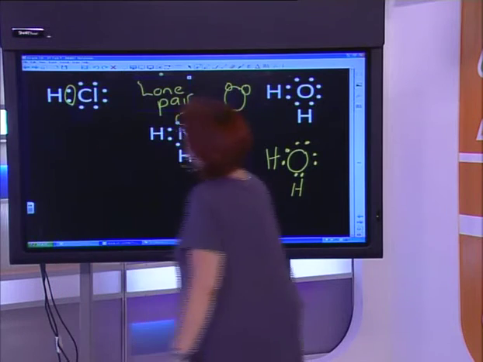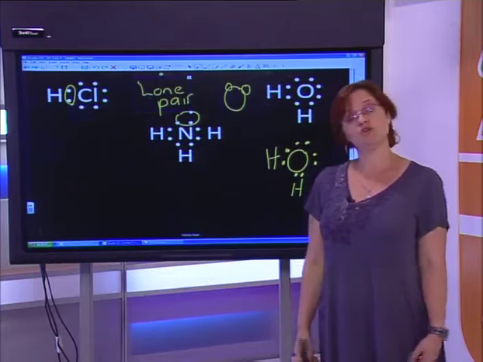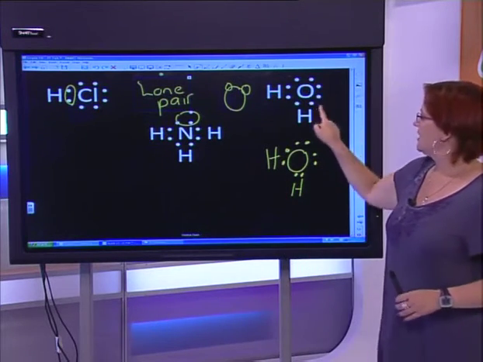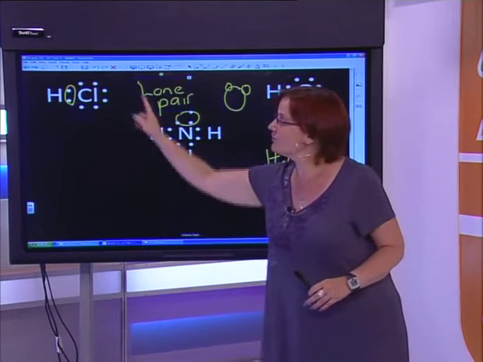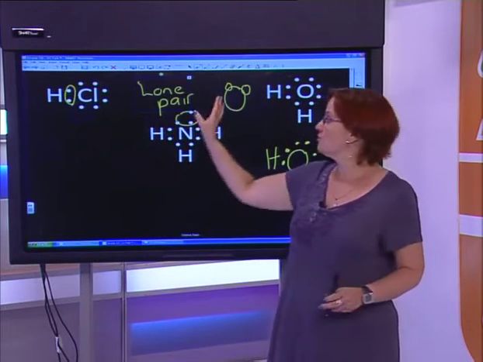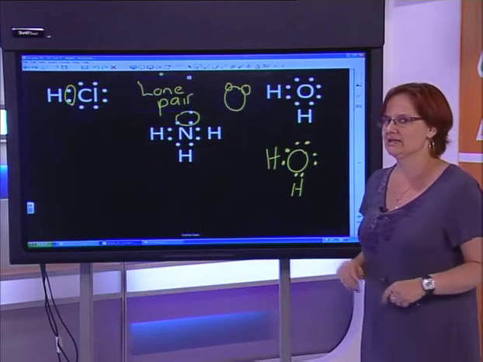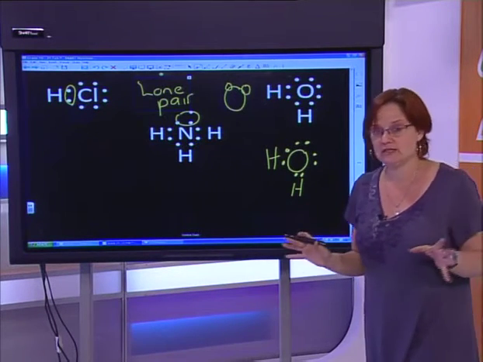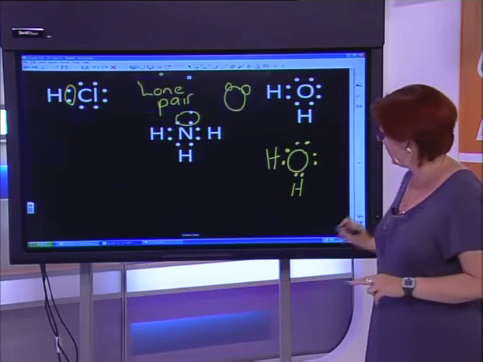Okay, now a lone pair is just that. It's a pair that stands alone. They're not bonded to anything. Oxygen has 2 lone pairs. Hydrochloric acid has 3 lone pairs. Now those lone pairs are actually quite important when we look at intermolecular forces a little bit later on, so we're not going to spend too much time on that. Alright, so basically what you need to get from covalent bonding is that it's a sharing of electrons between nonmetals.